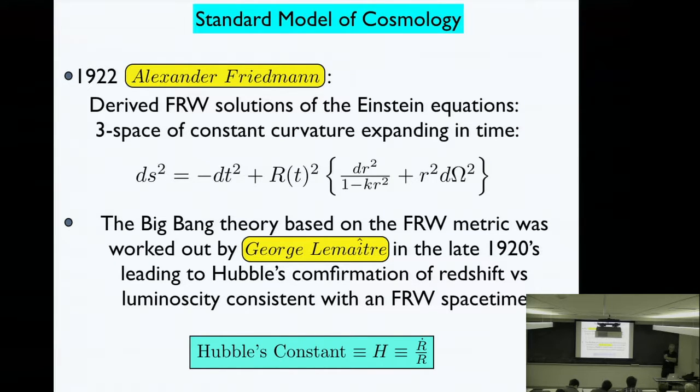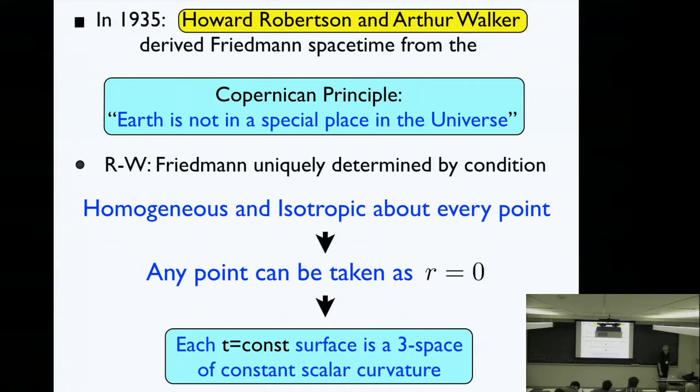Okay, so in 1922, Alexander Friedmann found these solutions to the Einstein equations. Everyone knows this, corresponding to a three-space of constant curvature evolving in time. The theory of the Big Bang based on this was worked out by George Lemaître and Hubble and others, and it leads to Hubble's constant as the expansion rate.